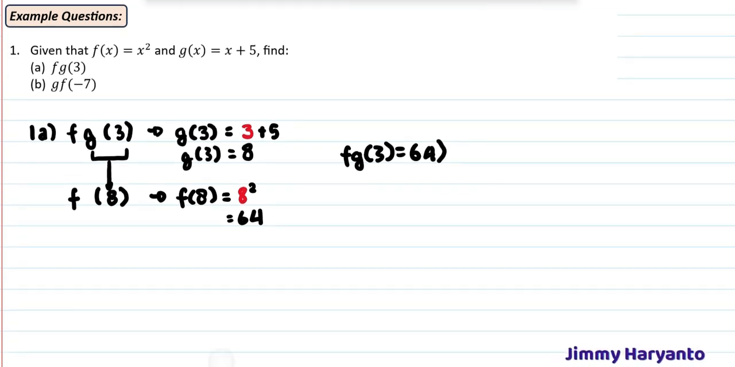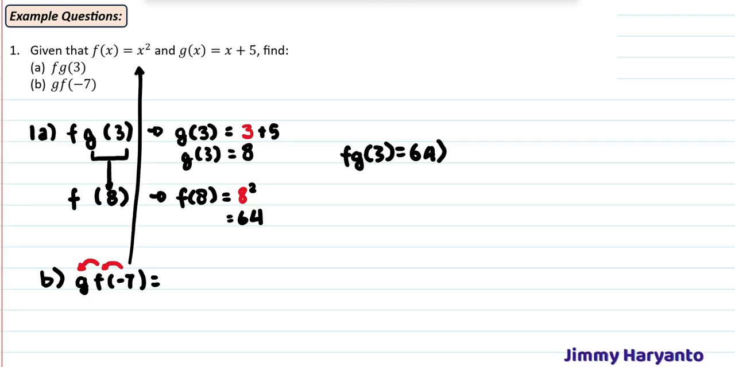Okay, let's try b. For the b, we have gf negative 7 equals to. To understand this, I can visualize the calculation by using an arrow like this. So negative 7 is input into the f, and then the result will be input into g, just like that. So just input the negative 7 to the f first.